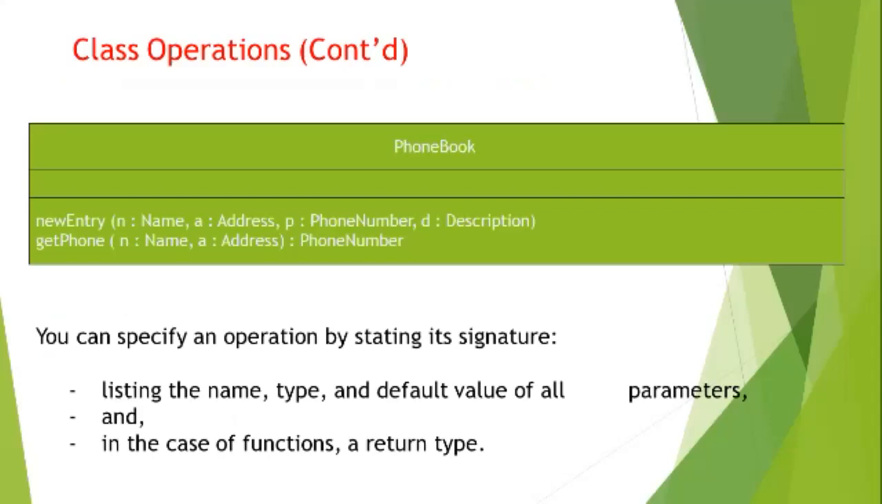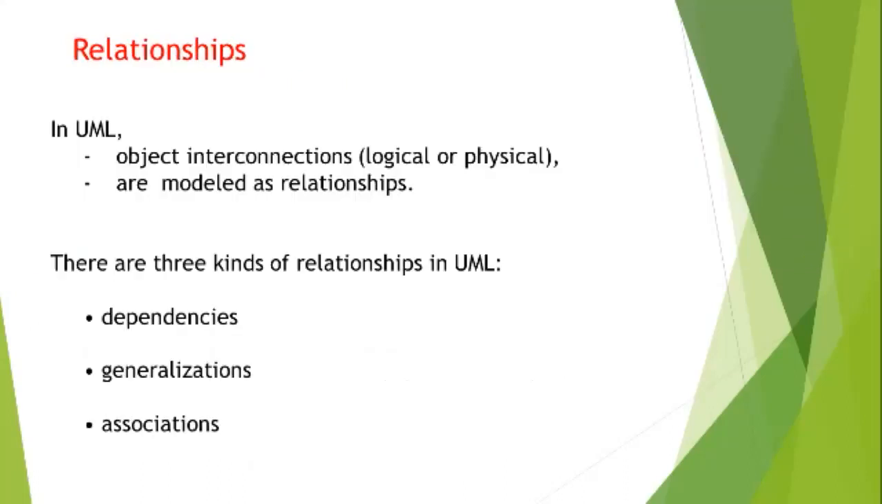Class operations. Here is a simple example, a phone book, where new entry has name, address, phone number, description, and get phone has name, address, phone number. You can specify an operation by stating its signature, listing the name, type and default value of all parameters, and in the case of a function, a return type.